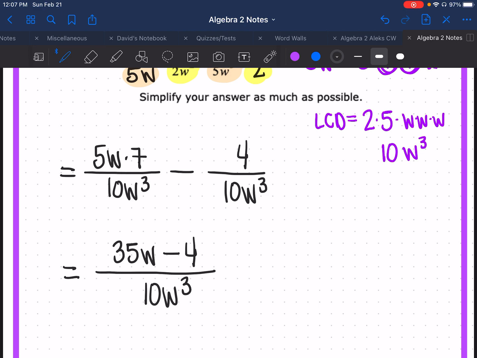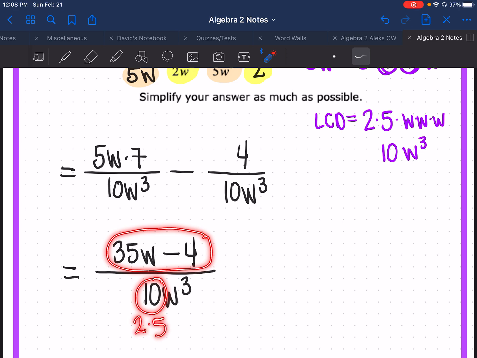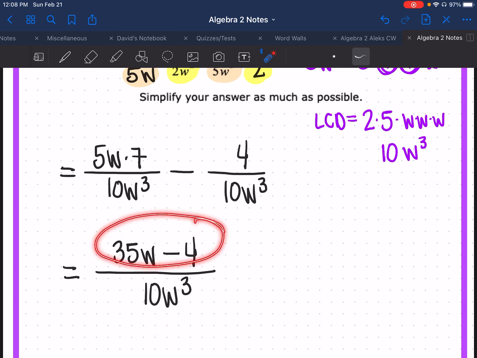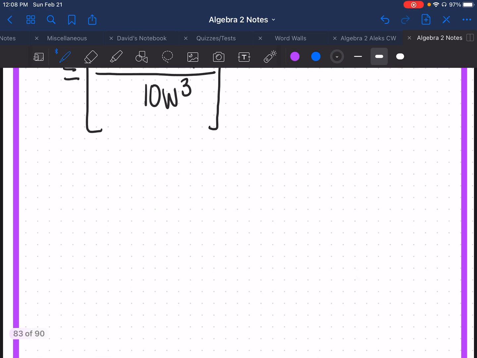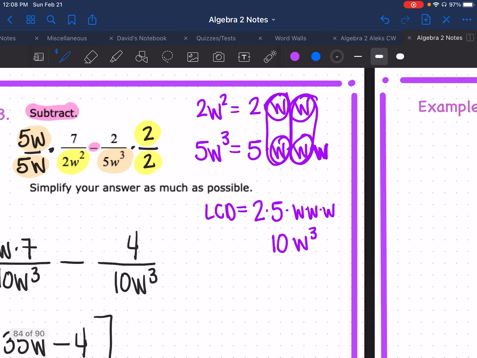The last thing you want to do is just to check to see, is there a number that divides into both of these that is also a factor of 10? So 10 would be 2 times 5, and so it'd have to be 2 or it would have to be 5. Well, this is 5 times 7, and this one is 2 times 2, but I don't see a common factor here where I can divide both of them by 2 or both of them by 5. So this is my final answer. All right, I think that's it for that page.